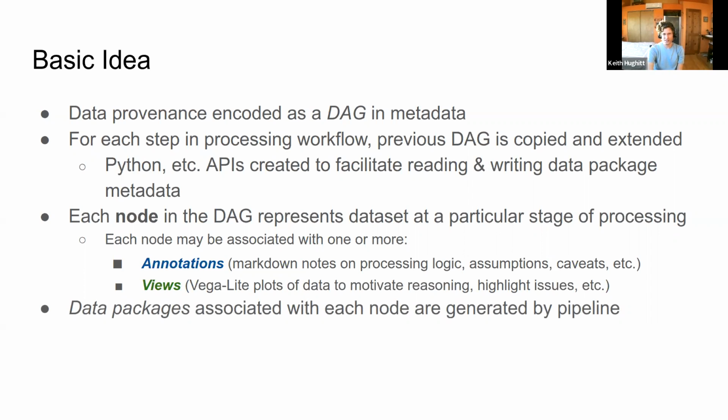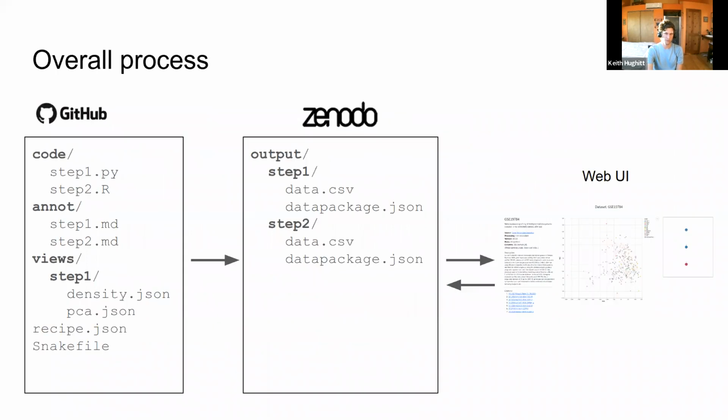So data packages would be generated associated with each node, and I'll talk about a variation of this idea towards the end that I think is also interesting to think about. But for now, just assume that each node is associated with a separate data package that includes the data for that node, and the DAG representing everything that came before it. And then finally, it'll be useful to have a web UI that can read the metadata and render the DAG and some other stuff. And that's what I showed you in the demo earlier in a very simple form.